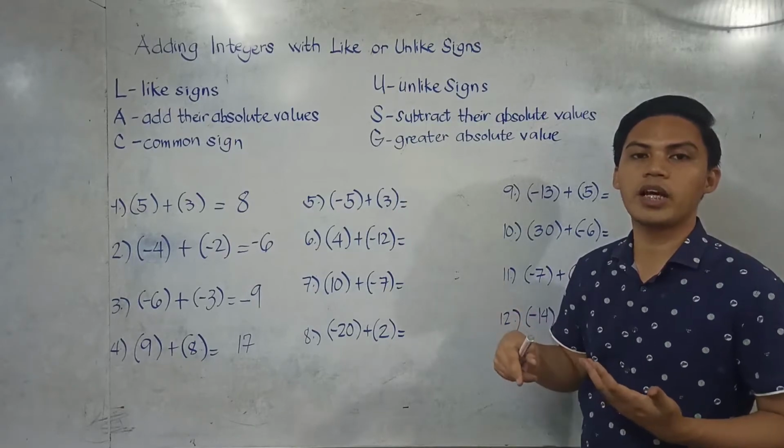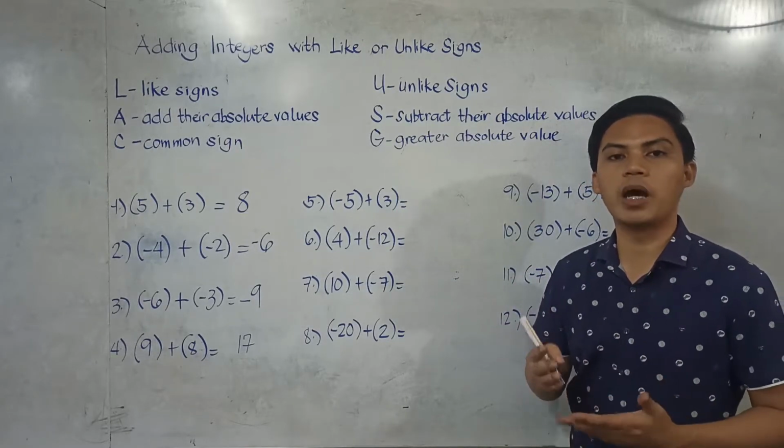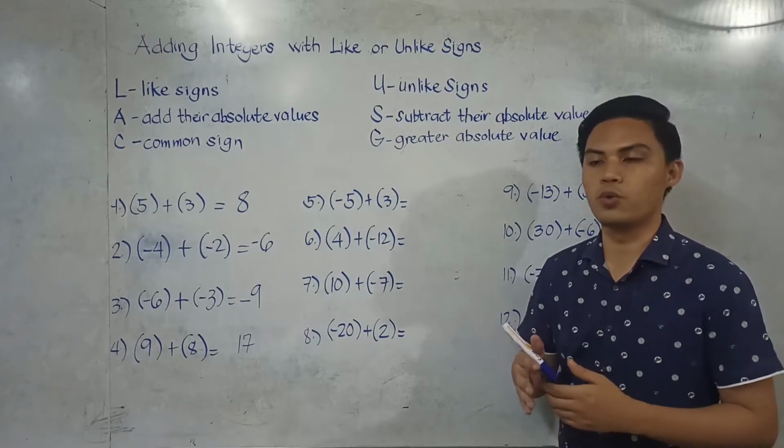So, isa-subtract natin yung mas maliit sa mas malaki. So, that would be 5 minus 3. So, 5 minus 3 would be equal to 2. Okay.